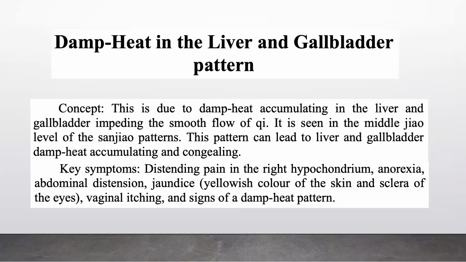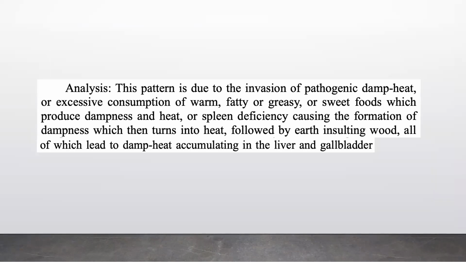Key symptoms: distending pain in the right hypochondrium, anorexia, abdominal distension, jaundice, which is a yellowish color of the skin and sclera of the eyes, vaginal itching, and signs of a damp heat pattern.